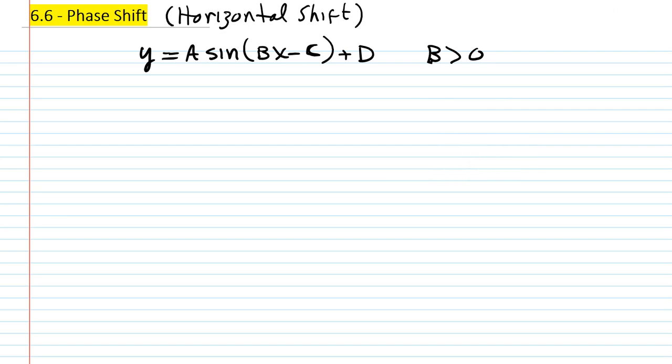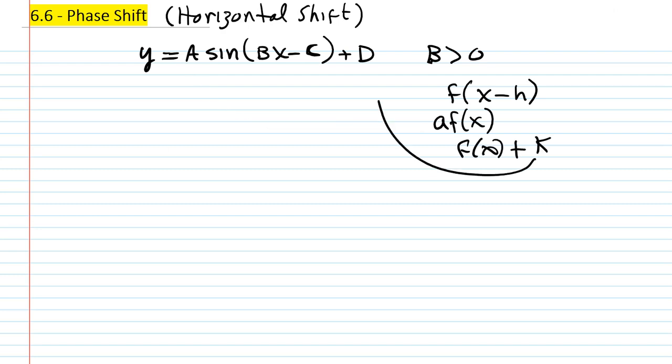Now, again, the absolute value of A is your amplitude. D indicates the vertical shift. Now, our focus is on Bx minus C, and I'm thinking f of x minus h. Remember that work we did earlier where we talked about the coefficient in front of f of x, which is what this is, and we talked about f of x plus k, which is what the vertical shift is here. So I'm thinking about a horizontal shift, x minus h, in combination with a coefficient on x, because B acts as a in the general function.